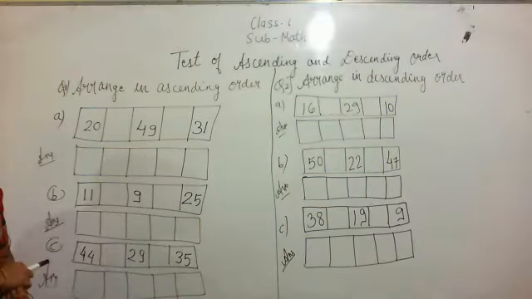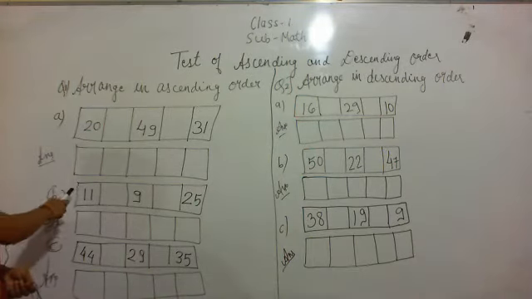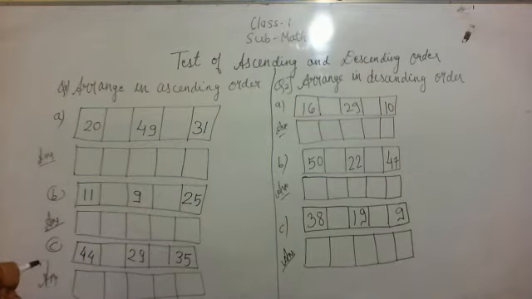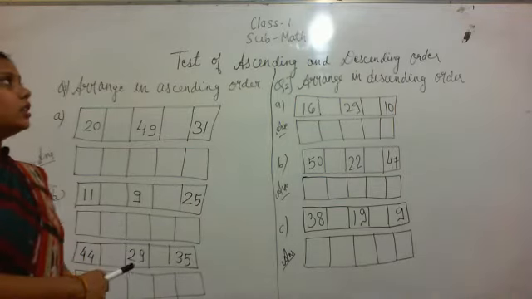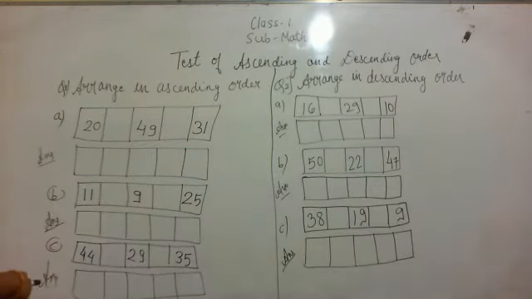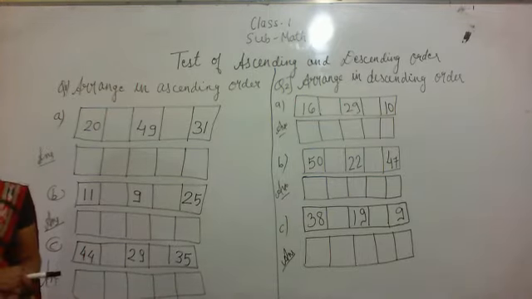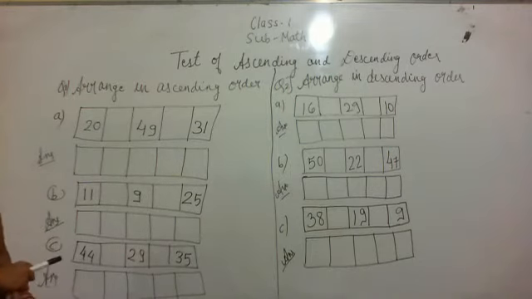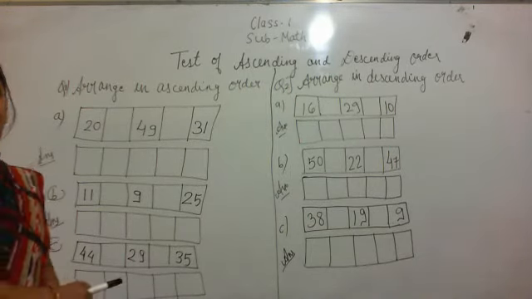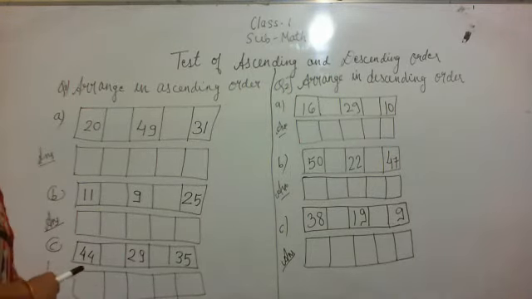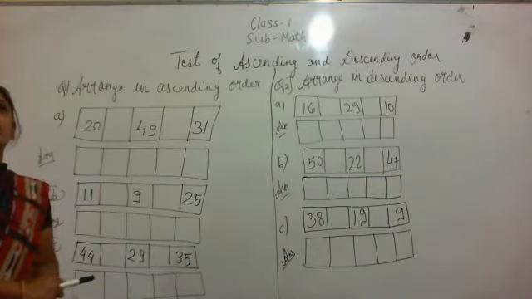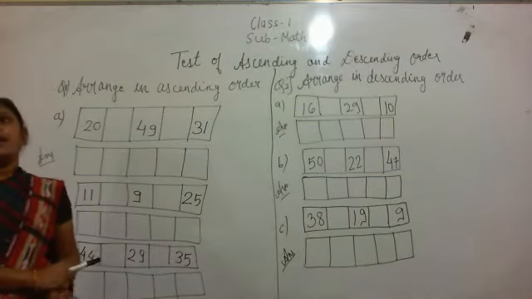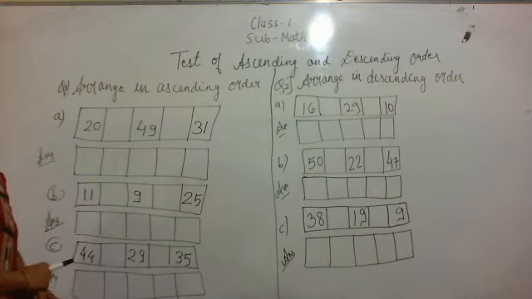Completed question number 1. Have you completed this question 1? Very good. Now write fast question number 2. Question number 2 is descending order. You have to arrange the given numbers in descending order, and you should know how you arrange numbers in descending order, which number will come first and which number we put at last. You should know it.